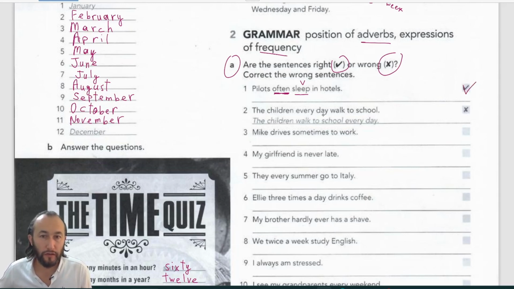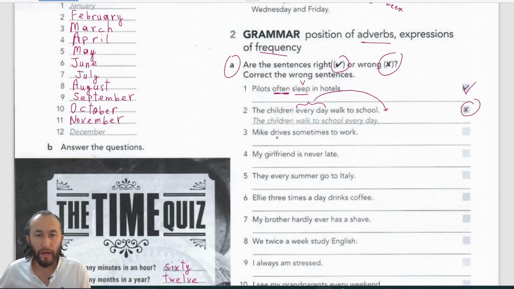Number 2, the children every day walk to school. Oh, that's a problem, because every day is an expression of frequency. So that has to come at the end of the sentence. That's why we're crossing it here. And then as you can see, the correction: the children walk to school every day.